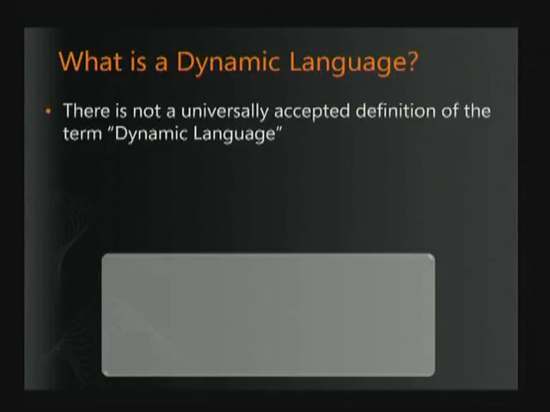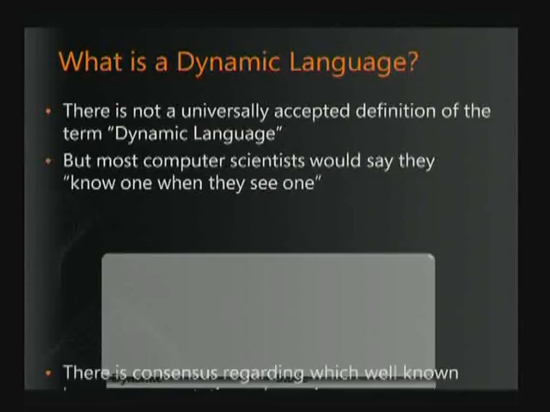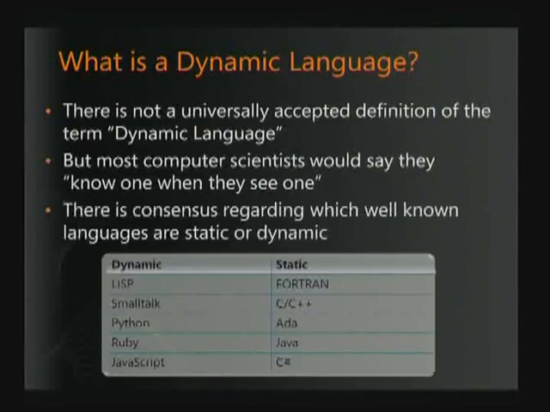So there really isn't a formal definition, but most computer scientists, when they see a dynamic language, know one. There is consensus today on which languages you would characterize as static versus which you'd characterize as dynamic. So how would you differentiate between static and dynamic languages? What is a static language?